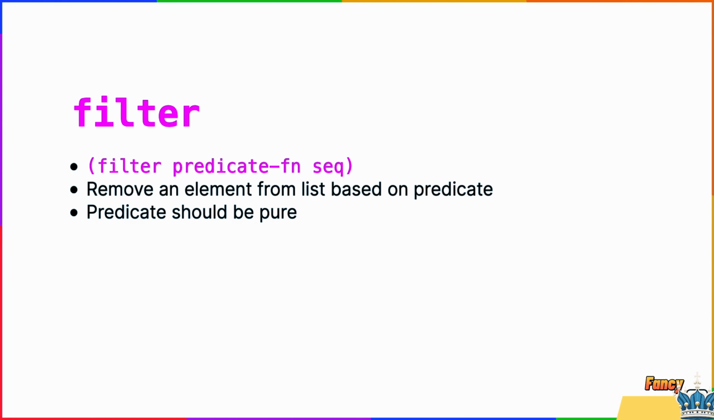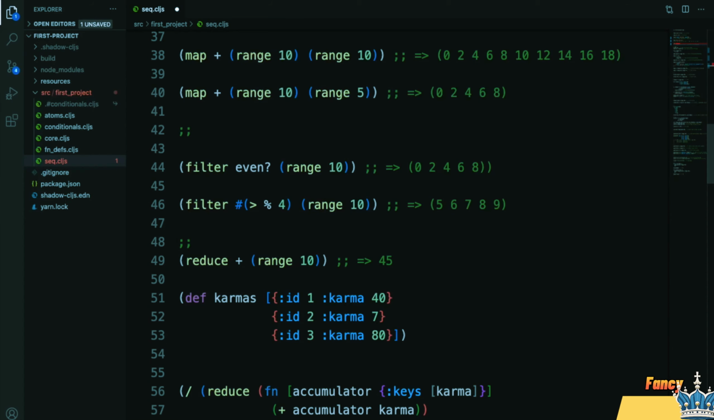The filter function removes elements of a sequence that do not match the defined condition. Its signature is filter, predicate function, and sequence. The predicate function receives arguments the same as the map function, i.e. a single element for lists and vectors and a two-element vector for hash maps.